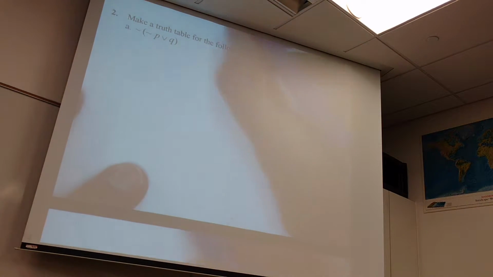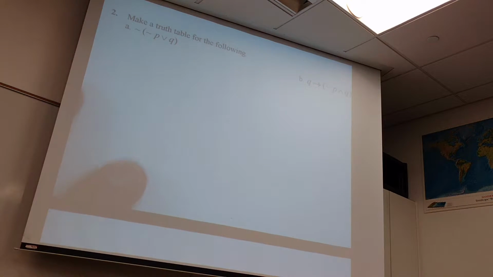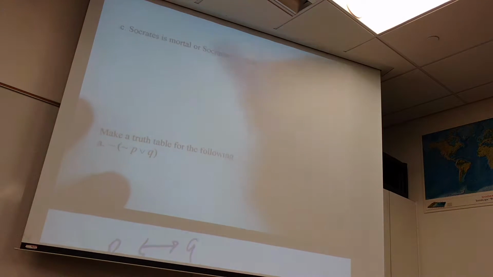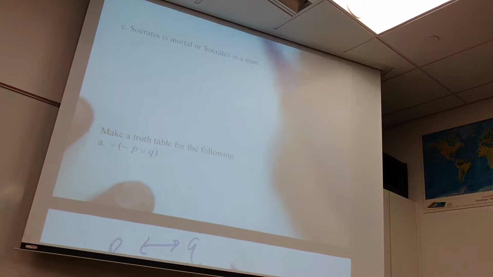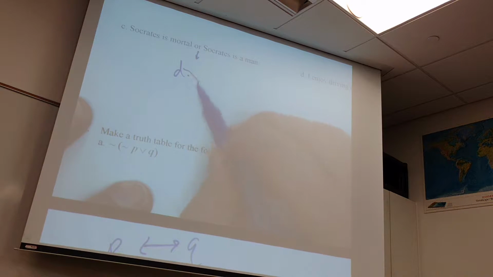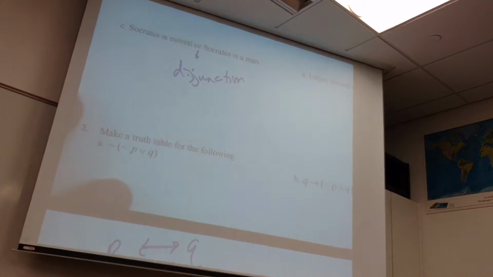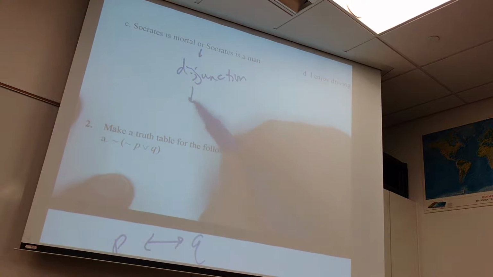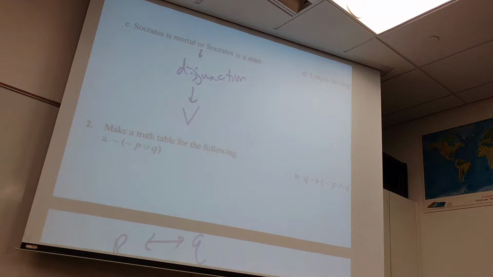Socrates is mortal, or Socrates is a man. Just in case you're wondering. You want to see it? So this is a what? Disjunction. What symbol does that get? The down arrow. Okay, sure. I like it. Or the symbol that we didn't see much of during the Super Bowl.